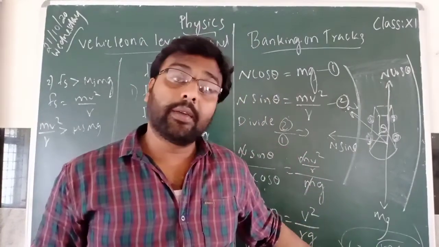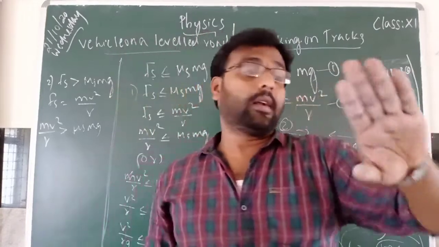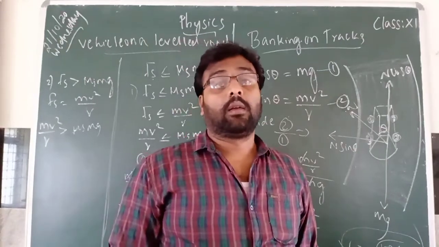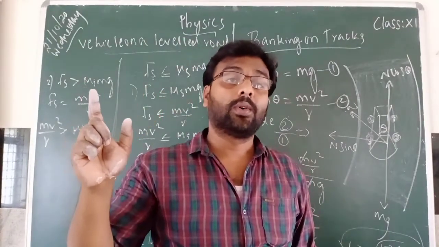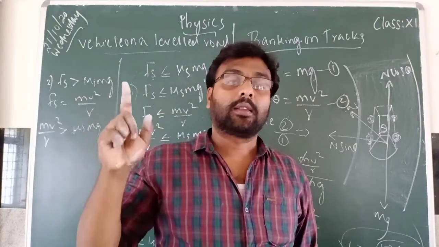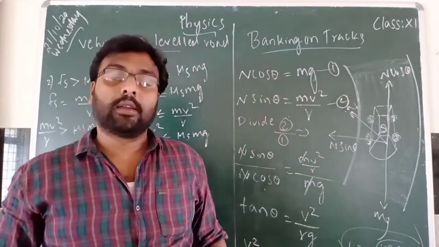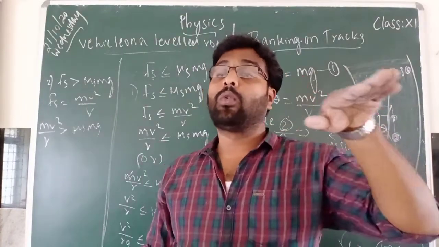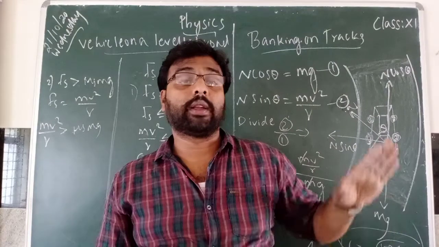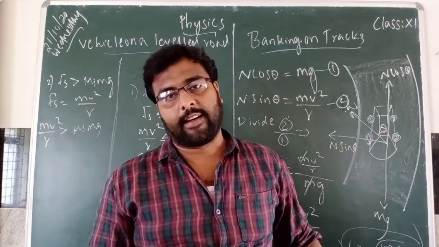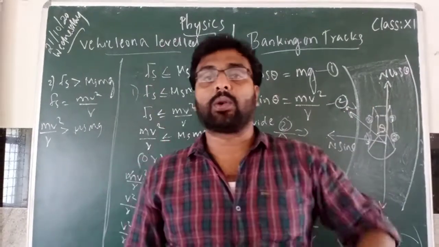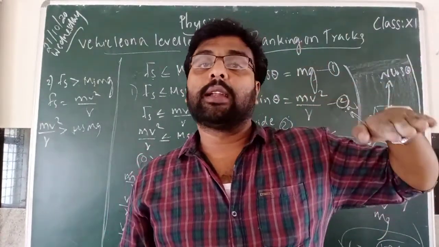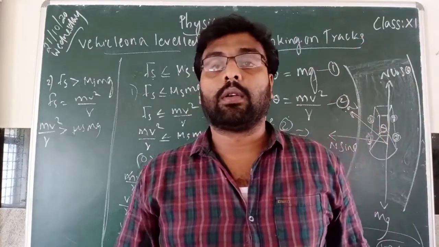You can calculate the banking angle, the angle between the vertical and the tire, and the radius of the track. By calculating these two values, you can identify the speed V, the speed at which the vehicle can move on that road. On that road it is written 25 meter per second. If they write 25, it means you have to move at that speed.